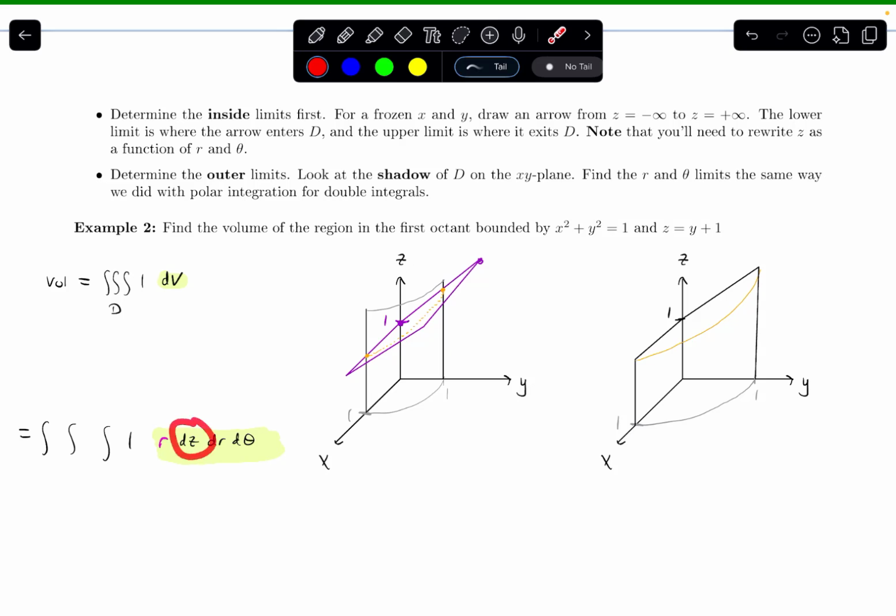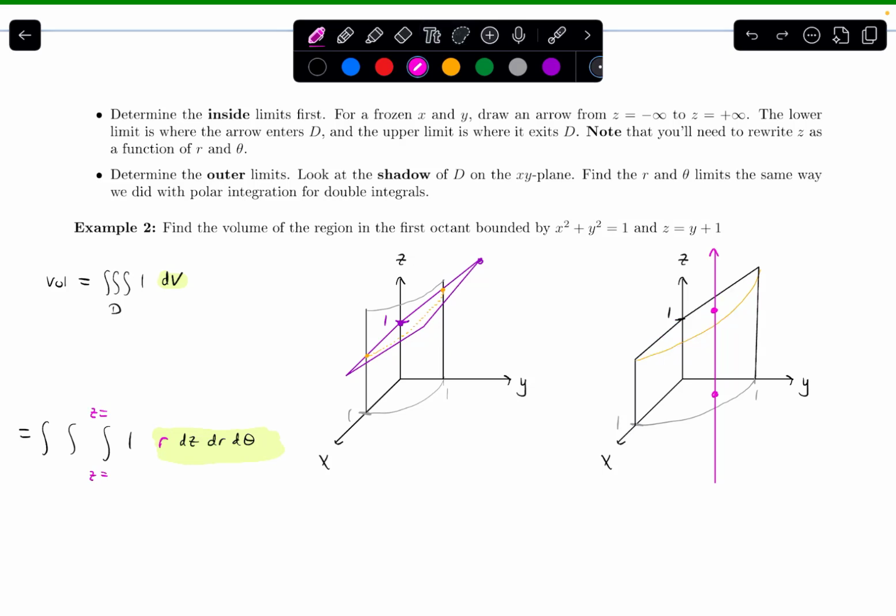So because dz is inside, I need to know these limits of integration in terms of what z equals for this innermost integral. And I do that by drawing an arrow parallel to the z-axis, thinking about when it enters the region and when it exits. So it'll enter through this bottom on the xy plane, and it'll exit by bursting out of this slanted plane.